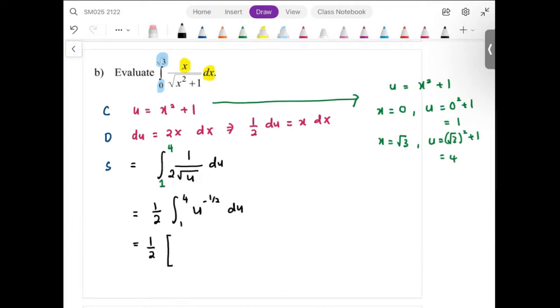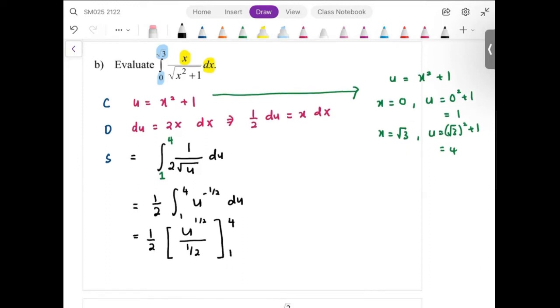Remember, ikut basic rule, power plus 1. And then divided by the new power. Kita tak tulis plus C, kita kena tulis limit kita. So, from 1 up to 4. Okay. So, next part. Simplify your function. Means now we only have sed u. Kita substitutekan limit terus. Dia akan jadi sed 4 minus sed 1. So, our final answer here would be 2 minus 1. We get 1.